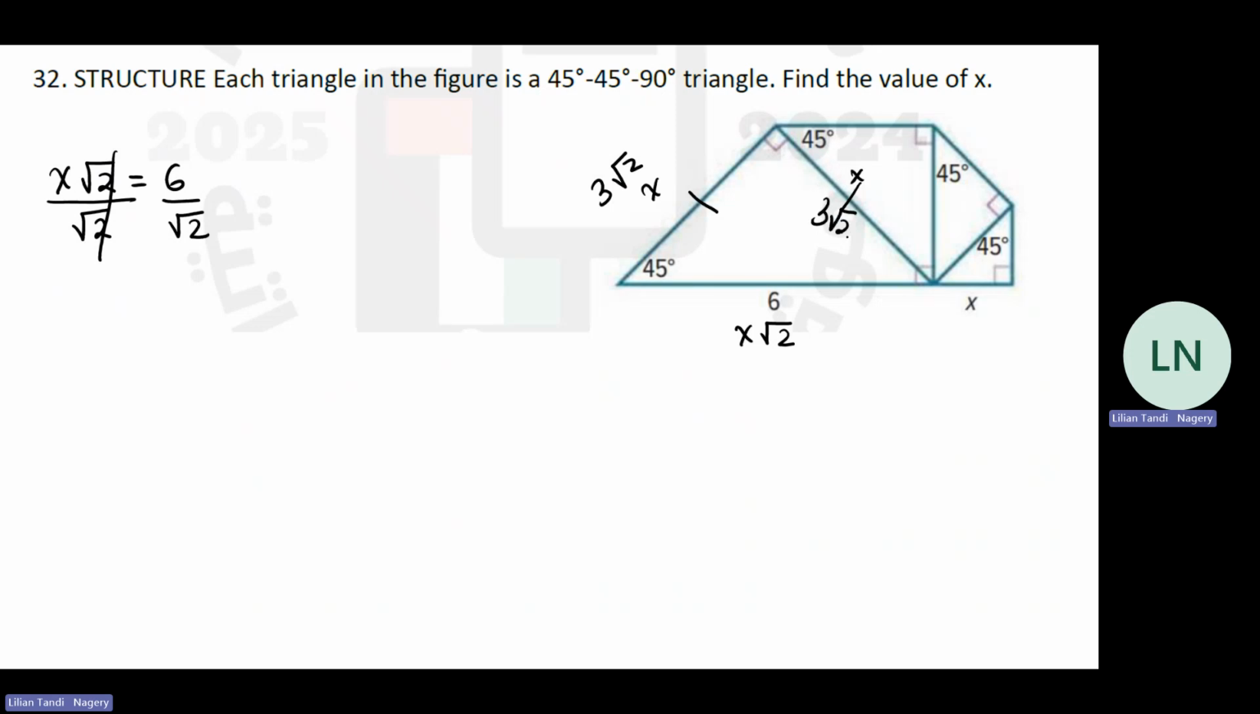3 square root 2. Okay, now we want to find this and this. So this here and this here are the same. So this now becomes, okay, so we know that. Now we are going to do the same for this triangle, okay?